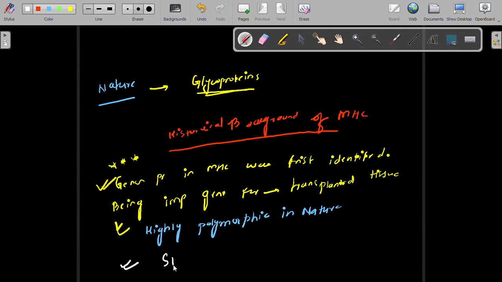Studies with inbred strains of mice have shown that the genes within the MHC were also involved in controlling both humoral and cell-mediated immune response. So the genes in the MHC are involved in both HMI, that is humoral mediated immune response, and cell mediated immune response, CMI. Okay.